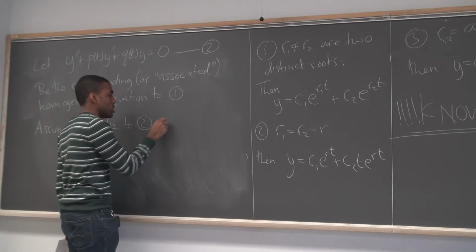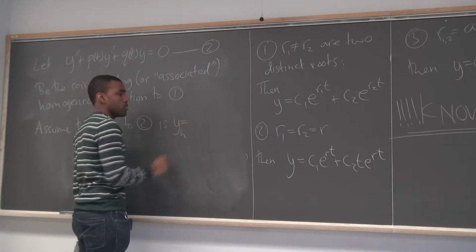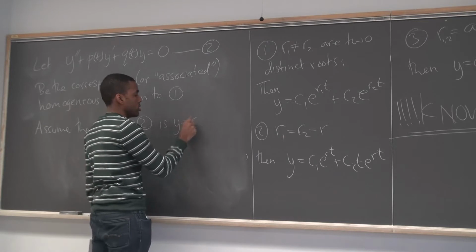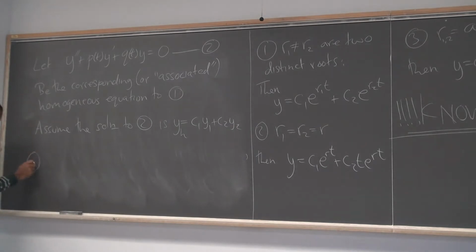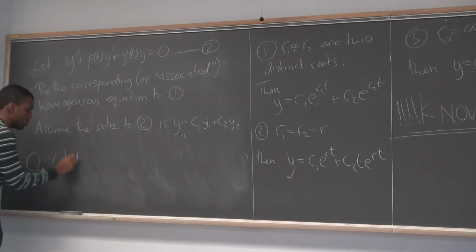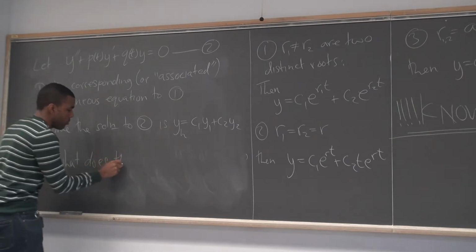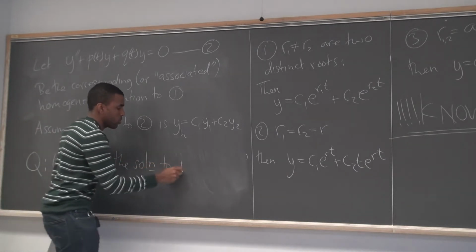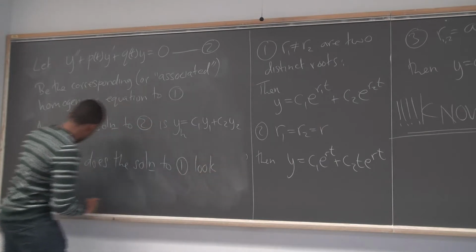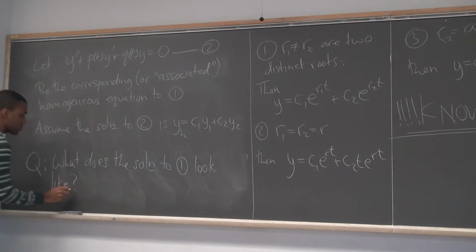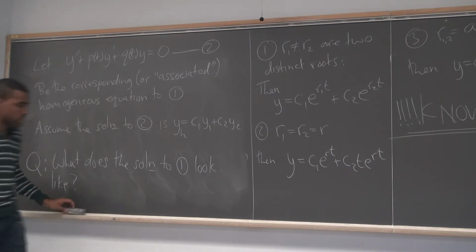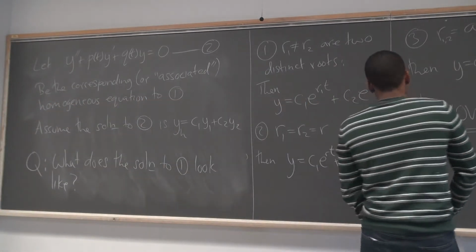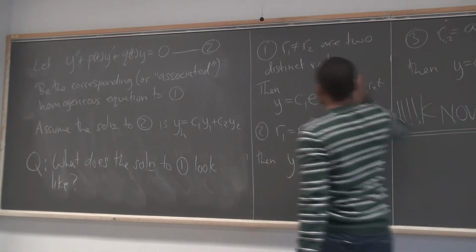Assume the solution to 2 is, let me call it y_h, or this homogeneous solution, C1 y1 plus C2 y2. Now, the question is, what does the solution to 1 look like? This one we sort of know how to do. Not every case for general functions p and q, but for the situation with constants and a couple of other situations we know. But what if it's not 0 on that side? How do we know what the solutions look like?